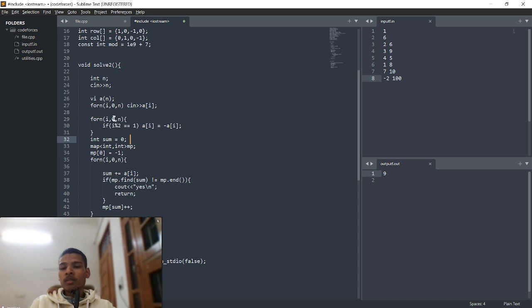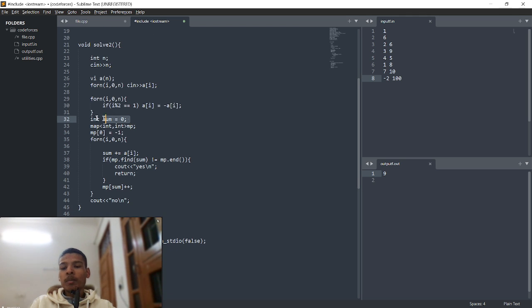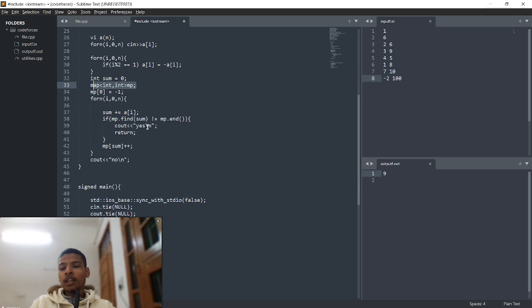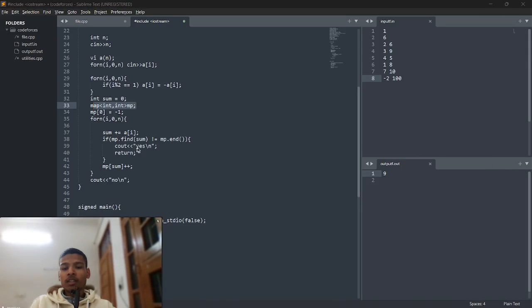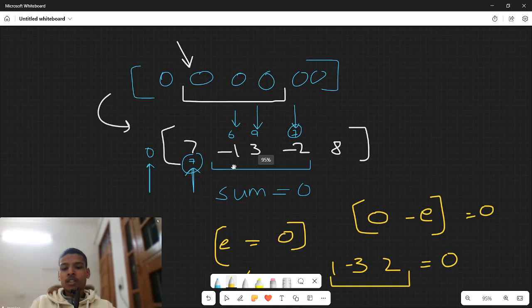Okay, so what is the implementation? I'm simply negating all the numbers if they are on even indexes, by making a[i] equal to minus a[i]. Now I make a sum variable and a map and store the sum occurrences in my map. If at any point my sum has previously existed, then we have our answer. Now you can see what I'm doing here. I'm making a prefix sum. Here it is 7.